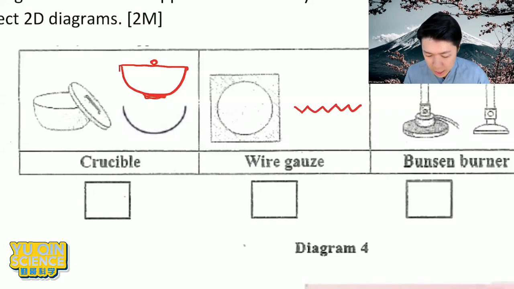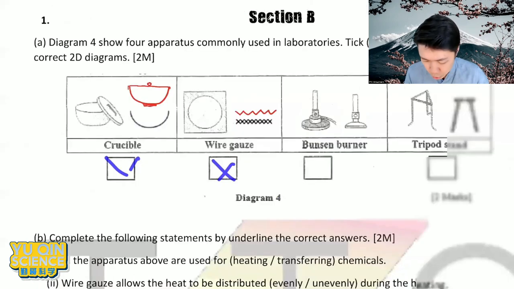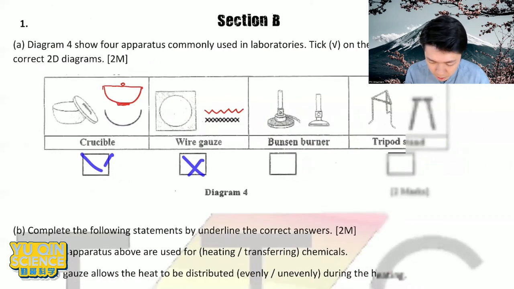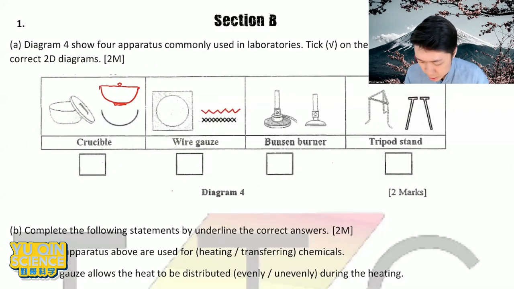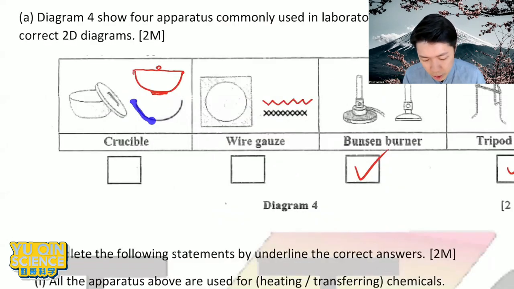Supposedly, it's like that one. So this is also wrong. The correct drawing should be in your book now, the original drawing that I have. Okay, the correct one should be this, everybody. You can check your short notes also. So this is supposed to be a wrong answer. So the correct answers will be the last two. Bunsen burner is correct. Tripod stand is correct. This is the evaporating dish picture, by the way. You all can refer to your short notes.